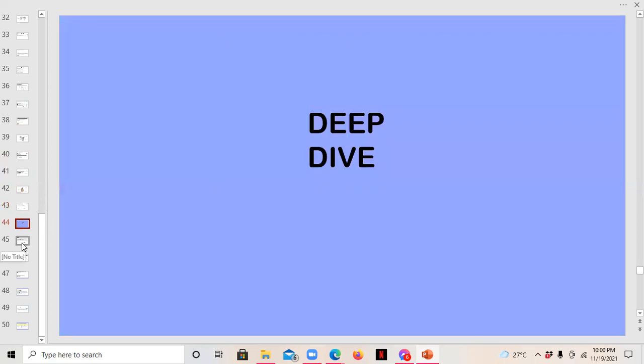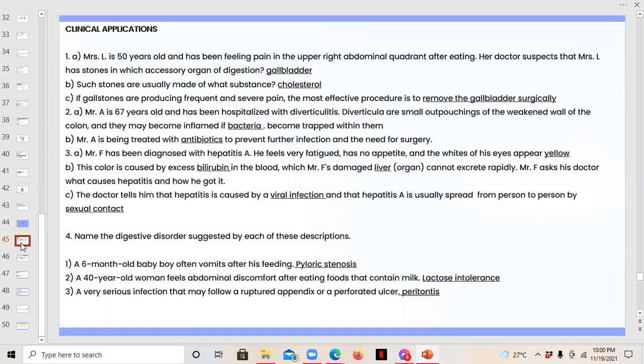Deep dive. Clinical application. 1. Letter A. Mrs. L is 50 years old and has been feeling pain in the upper right abdominal quadrant after eating. Her doctor suspects that Mrs. L has stones in which accessory organ of digestion. Our answer is gallbladder.